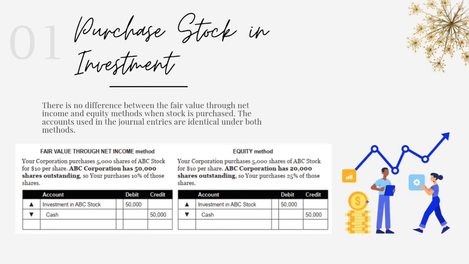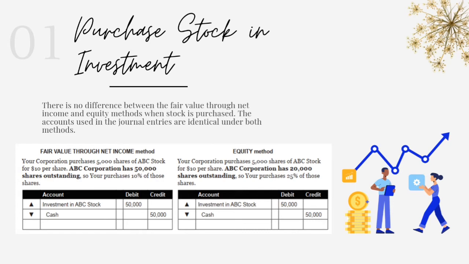The first method is the fair value through net income method. Investment in ABC stock is an asset account that is increasing. Cash is an asset account that is decreasing.